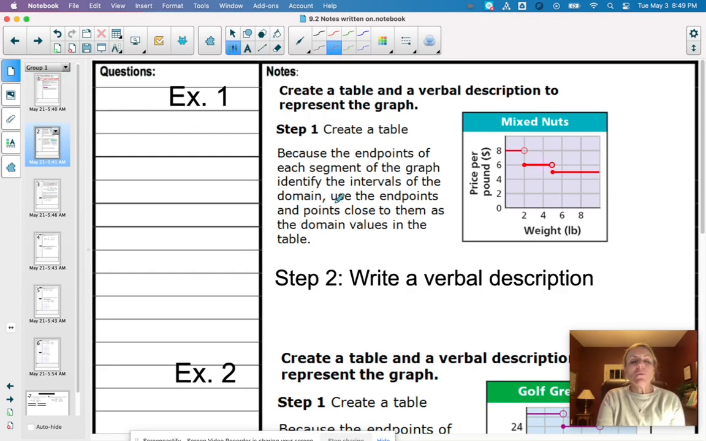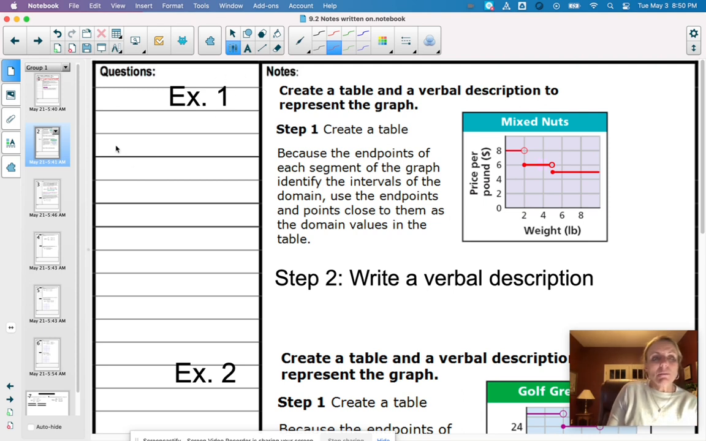So on example 1, we're going to create a table and a verbal description to represent the graph. So we have the graph in front of us, and it's talking about mixed nuts. The weight is the x-axis and the price per pound is the y-axis. Because the endpoints of each segment of the graph identify the intervals of the domain, use the endpoints and points close to them as the domain values in the table.